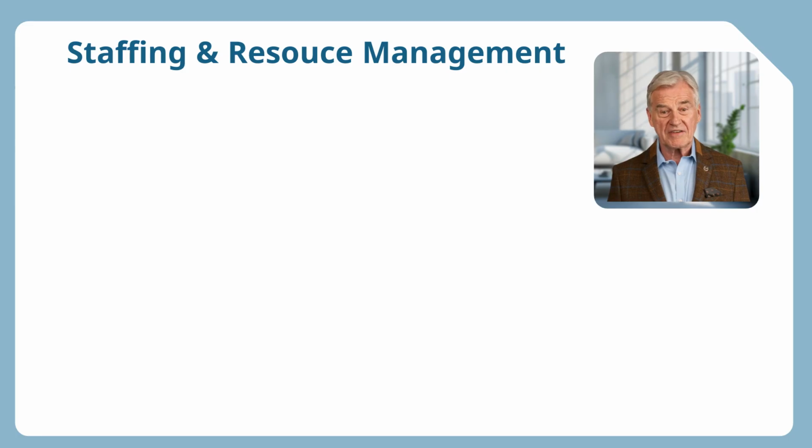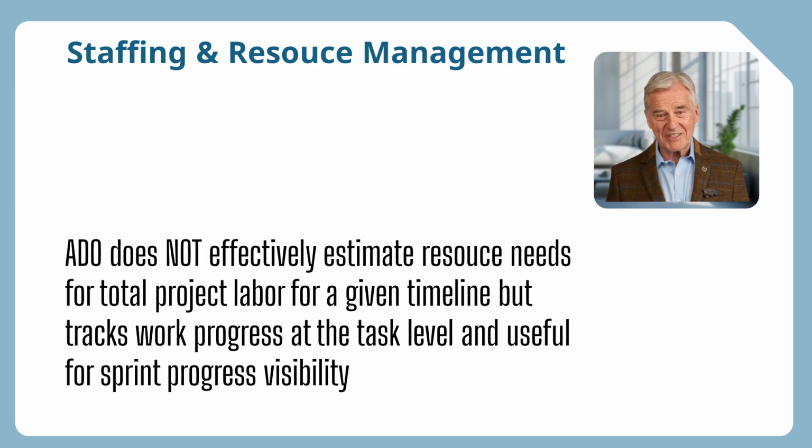ADO does not effectively estimate timeline for a given workload and staffing level. One simple way to use the two tools together is to export ADO tasks, effort, and progress, and to import the data into a MS Project schedule to see what's needed for resource leveling. While this sounds complex and labor-intensive, it's quite easy and quick to do. You can even use AI to help manage and speed up the forecasting and risk assessment analysis.